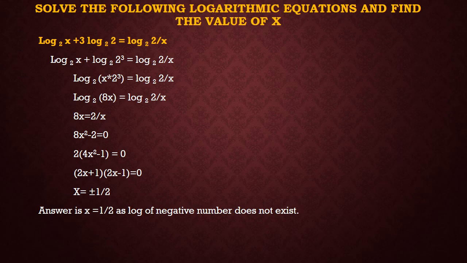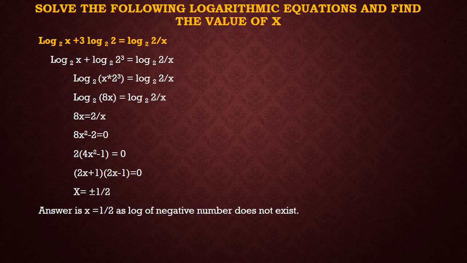Let's solve this equation. Log base 2 of x plus 3 log 2 is equal to log base 2 of x. Now, to solve it further, let's simplify it. You write it as log base 2 of x plus log base 2 of 2 raised to the cube, because the 3 constant we have originally will be the power of 2, and this is equal to log base 2 of 2 over x.